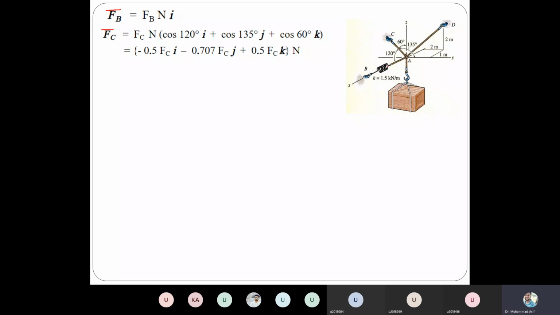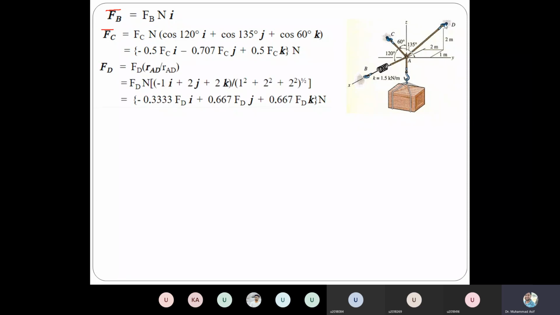Then the third force is FD. For FD you again need a unit vector, but we cannot get it directly. We first need the position vector, and then you divide the position vector by its magnitude to get the unit vector. You multiply the unit vector with that force, and now it has become a force vector. The fourth force is the weight, which we already know acts in the z direction. So the weight in vector form will be minus mg k, that is minus 100 times 9.8 in the k direction.